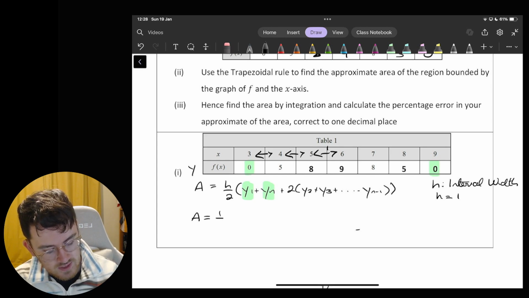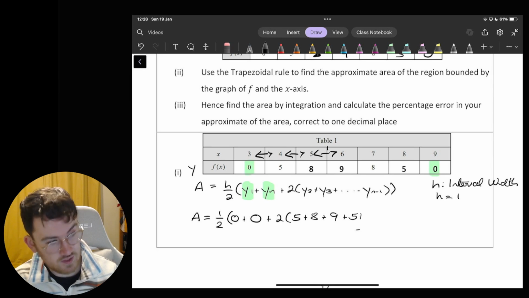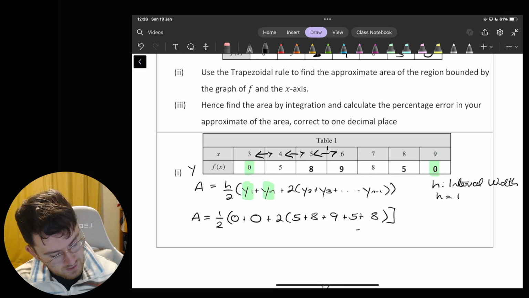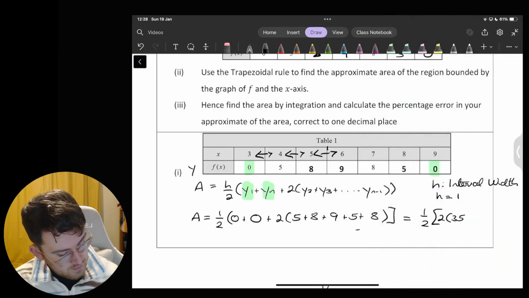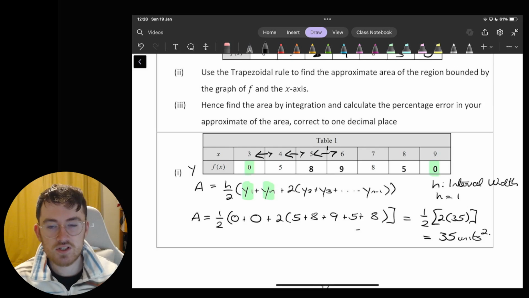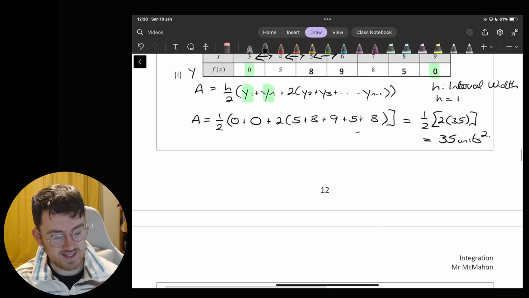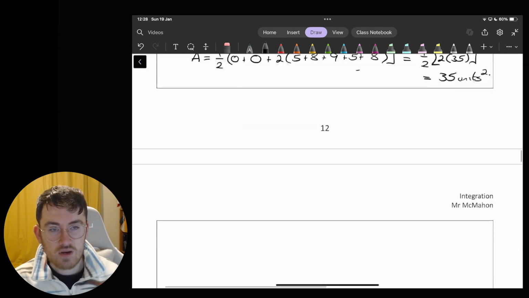So filling in my values, it's a half times 0 plus 0 plus 2 times 5 plus 8 plus 9 plus 5 plus 8. Okay, so a half times 2 times, let's add that up, 5 plus 8 plus 9 plus 8 plus 5 is 35. And that's going to give me an answer of 35 units squared. I don't know what units I'm working with, but obviously because it's area, I should still be including that idea of units, and I know it's squared because it is area. Okay, so that's us applying our trapezoidal rule.